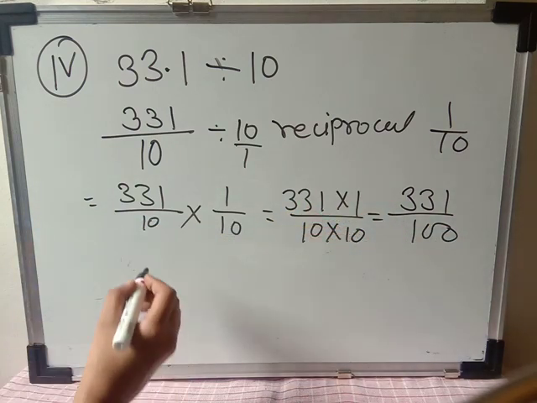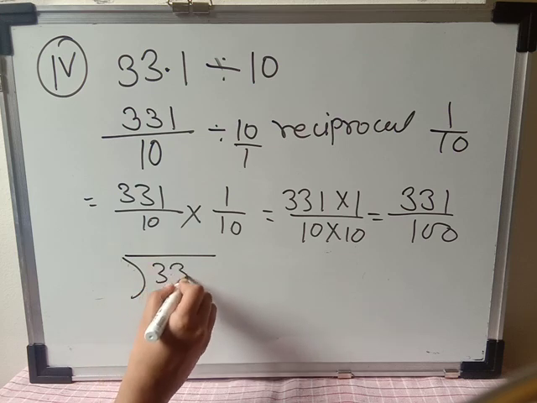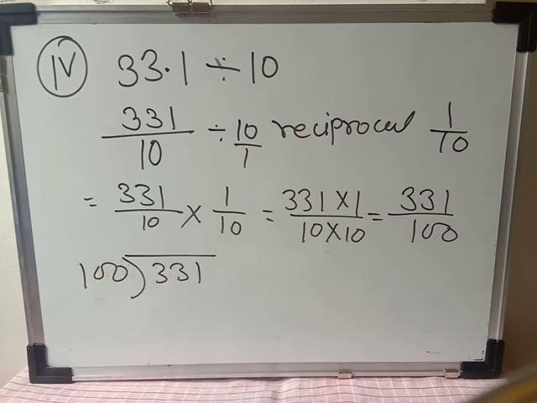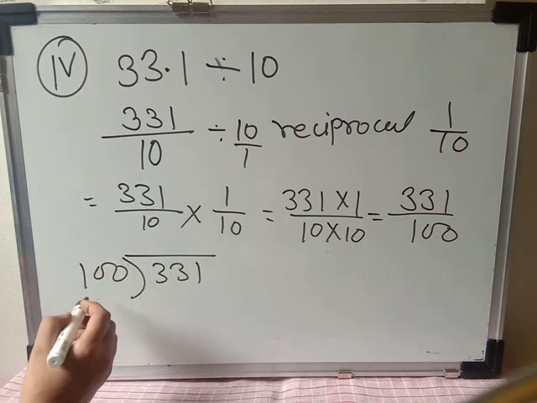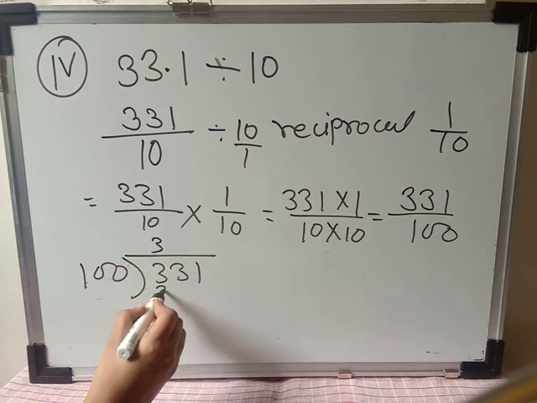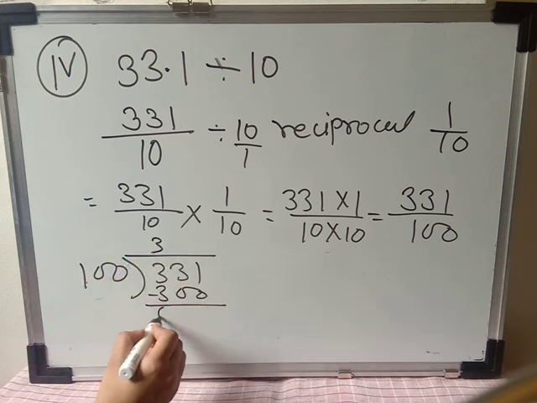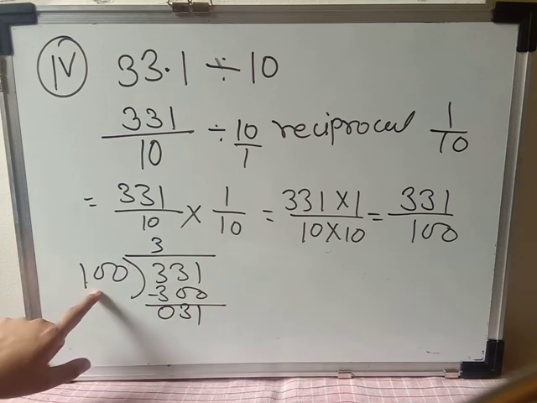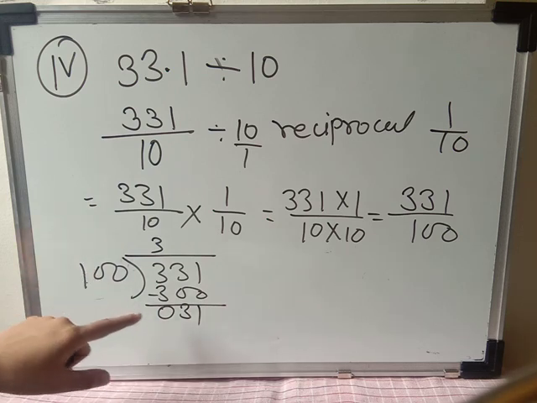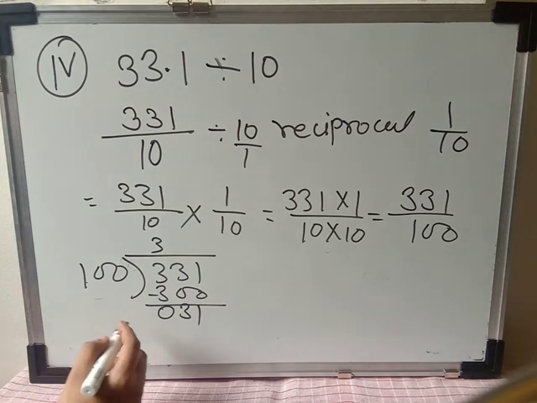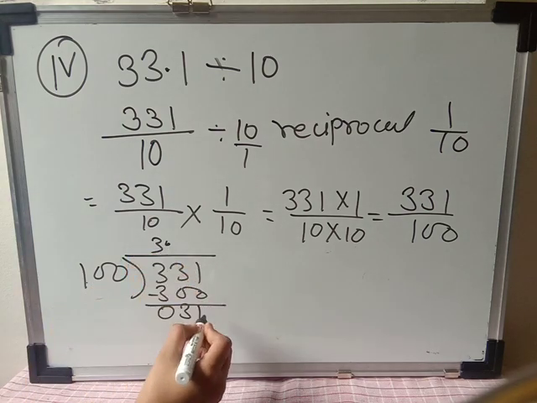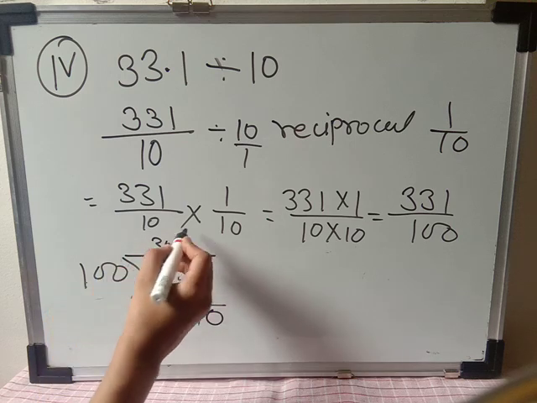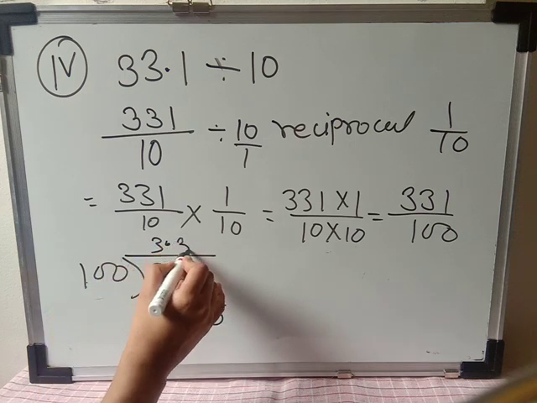Now we have to divide 331 by 100, so let's do the division. 100 threes are 300. Here we have done, and 31 comes down. Now 31 is there, we can't divide it by 100 because that is a smaller number. So again we have to take the decimal, and we can take the 0. Again here, 100 threes are 300.